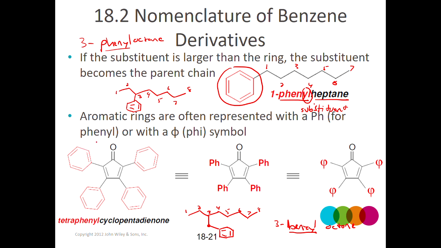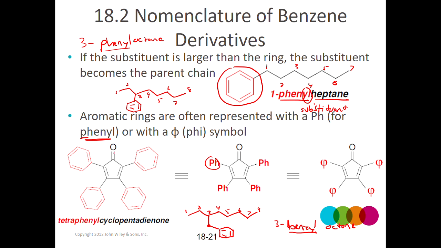So this phenyl ring sometimes will be abbreviated Ph for phenyl, or you might see this Greek phi symbol representing kind of the circular nature of that ring. I don't really use that very often, so you shouldn't probably expect me to draw it that way. I'd be much more likely to draw it as a Ph or to just draw out the ring so you know that it's a phenyl ring.